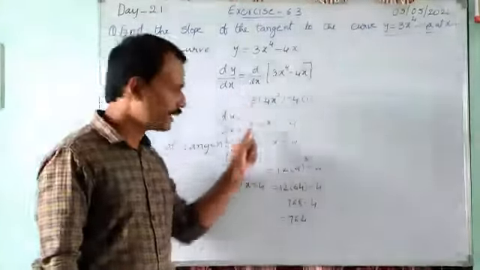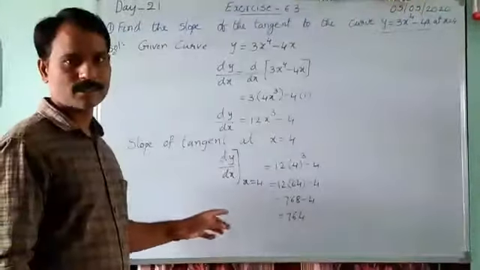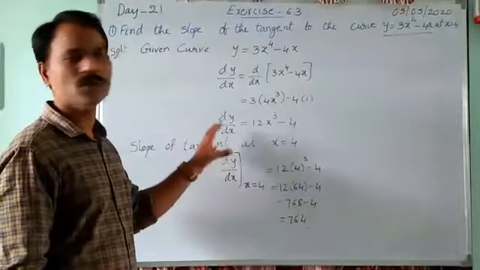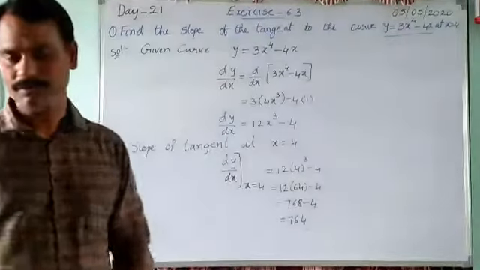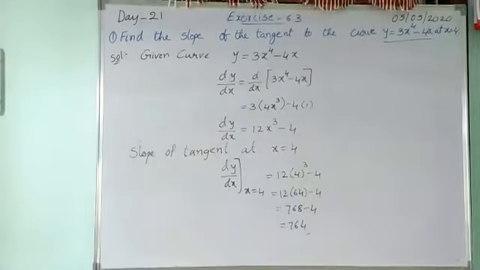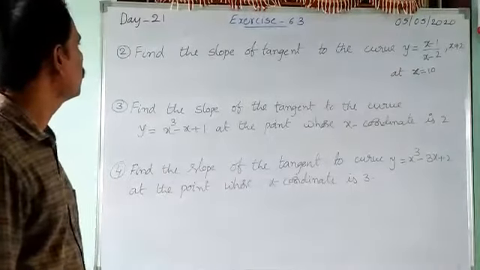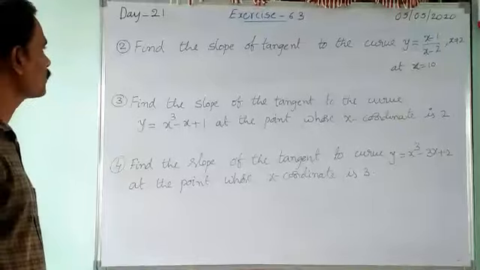Okay guys, like this, 3 problems are there continuing. After understanding this, you have to do those 3 problems as homework. That is the second one, third one and fourth one. See students, the second one, third one, fourth one problems are given on the board.